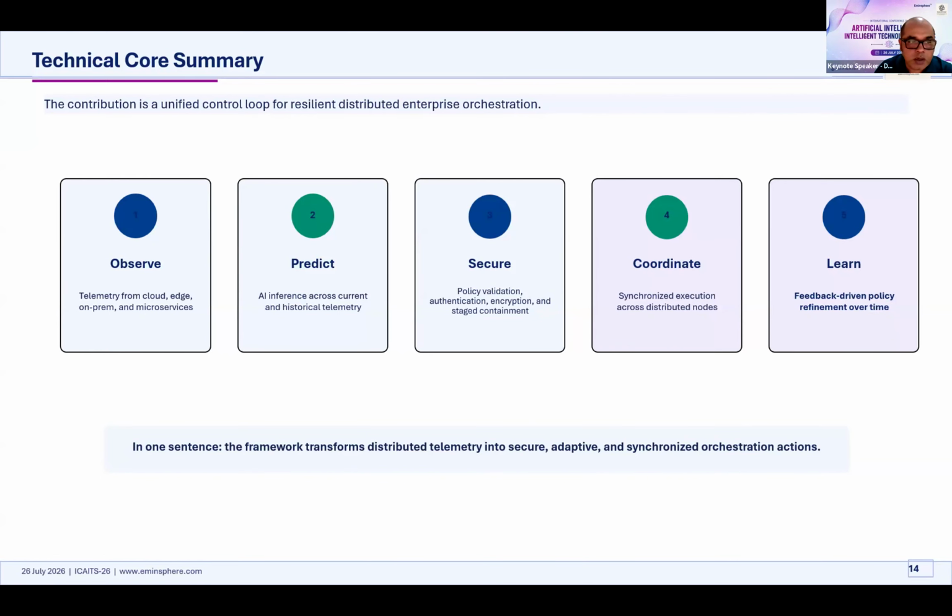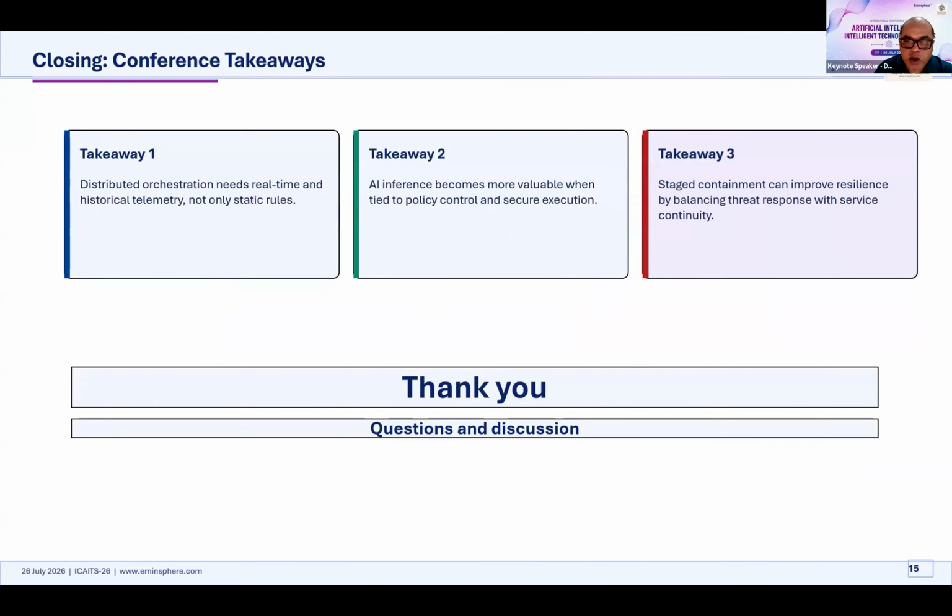The first takeaway is that modern distributed orchestration requires context. The second takeaway is that AI becomes much more useful when connected to control execution. Prediction by itself does not operate infrastructure. The real engineering value comes from connecting inference with the orchestration decision, security, validation, synchronization, and measurable outcomes. And the third, security response does not always have to be binary. Staged containment provides an alternative where the system can progressively throttle, restrict, or isolate a component based on changing risks.